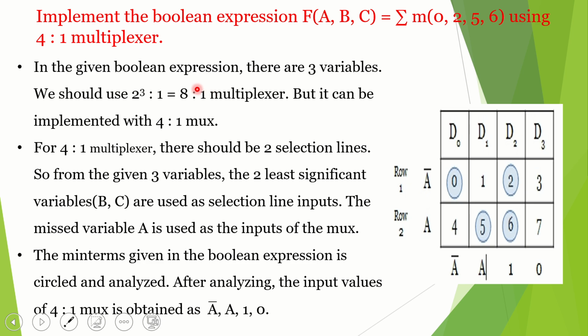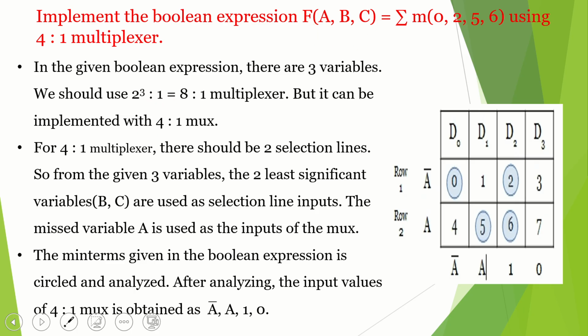But we can implement it using a 4 is to 1 mux also. So in general we will use 8 is to 1, but instead of 8 is to 1 we can do it with a 4 is to 1 mux implementation. That is why, when the selection lines are equal to the variables, that is the first type, but this is type 2, where the variables are three but the selection lines are only 2.